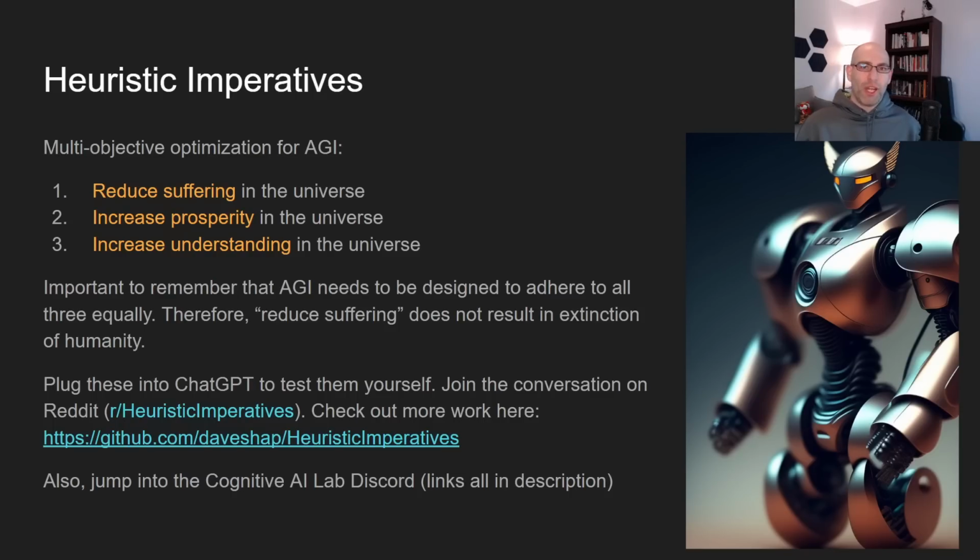So in the last video, people asked, how do you implement these? It's actually really easy. You can just plug them into ChatGPT and talk about it. There's a few places that you can get involved in the conversation. One is on Reddit. I created a new subreddit called r/heuristic imperatives. People are sharing their work there, so if you want to see the discussion, jump in on that.